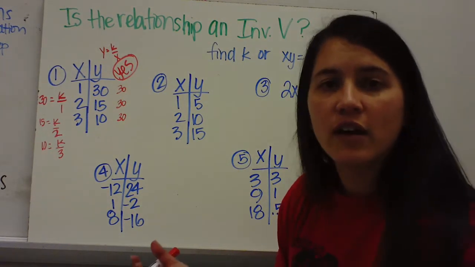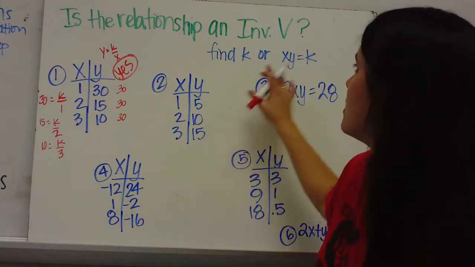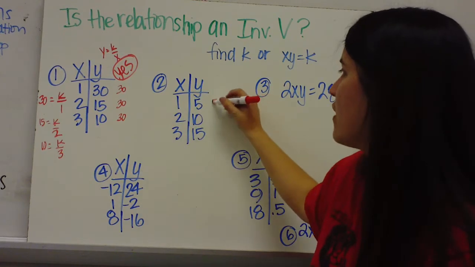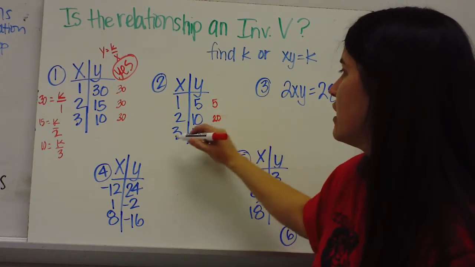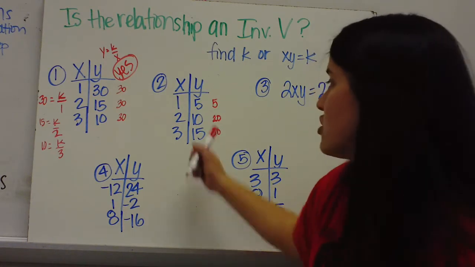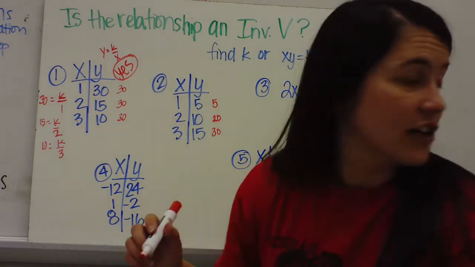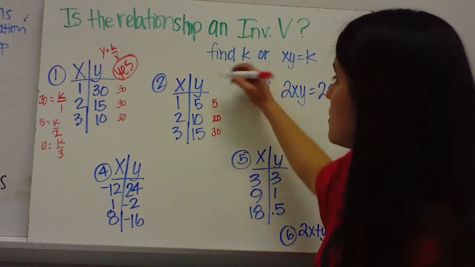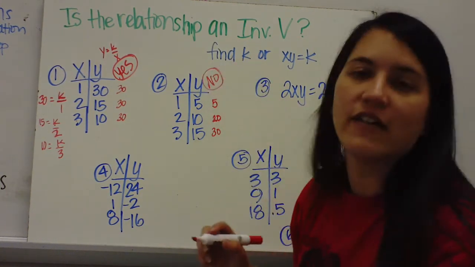Alright, so number 2, the easiest way to do it is to multiply x times y. So 1 times 5 is 5, 2 times 10 is 20, and 30. Now, although there is a relationship, it's going to be linear, and it's not an inverse variation relationship. So the answer is no, because they do not have a constant k.